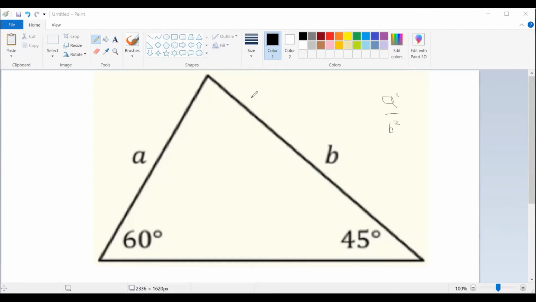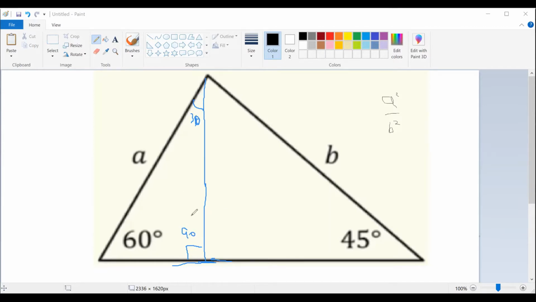So you want to draw a line in the middle of the triangle, so you'll get two special triangles. If you draw a line here, and also make this 90 degrees, so draw a line that is perpendicular to this line, you will get 30, 90, and 60.